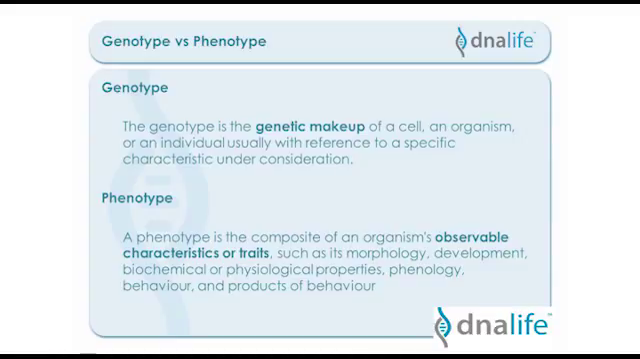In contrast, the phenotype is the physical manifestation of the genotype. So it's the composite of an organism's observable characteristics or traits, such as its morphology, development, biochemical or physiological properties, phenology, behavior, and products of behavior. In other words, it is the characteristics that you see when you look at somebody, which are there as a result of the genes that they carry.